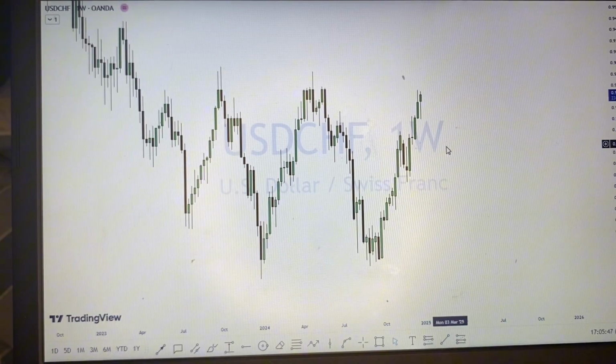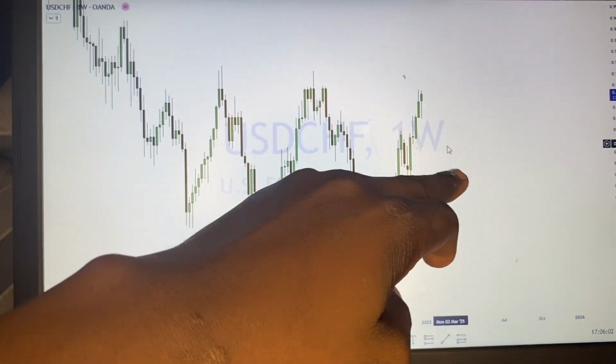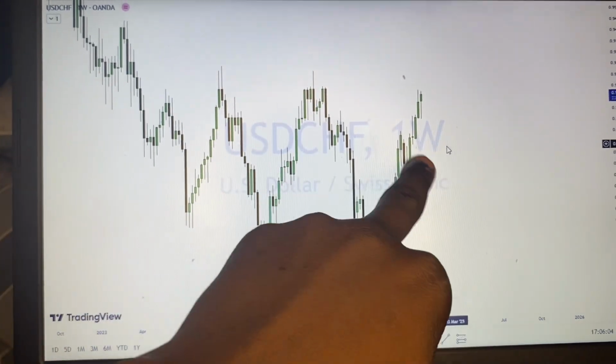So with this strategy, the main things you've got to look at is your time frame. You've got to make sure that you start your analysis on the weekly time frame. Hence, this is USDCHF on the weekly time frame. As you can see, also the watermark, it has USDCHF 1 week.